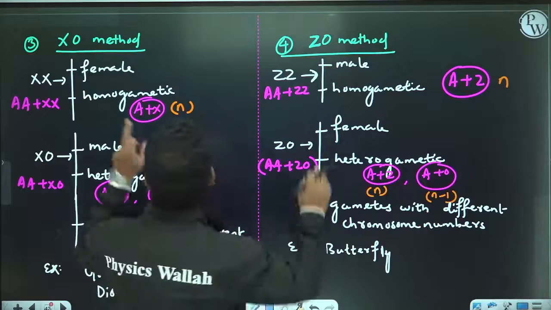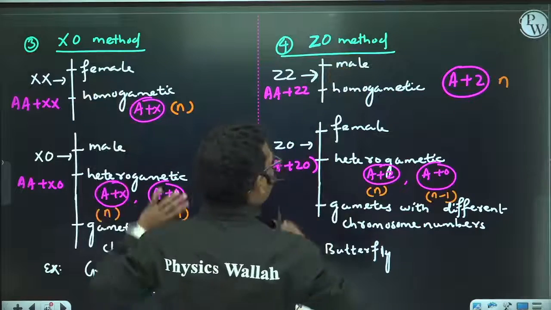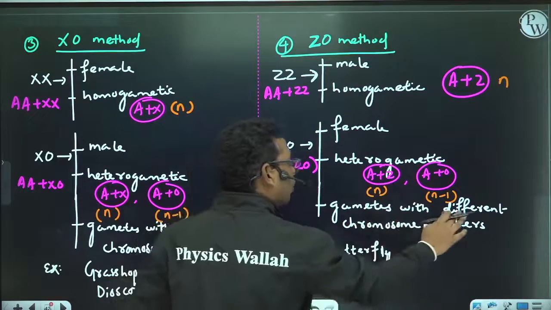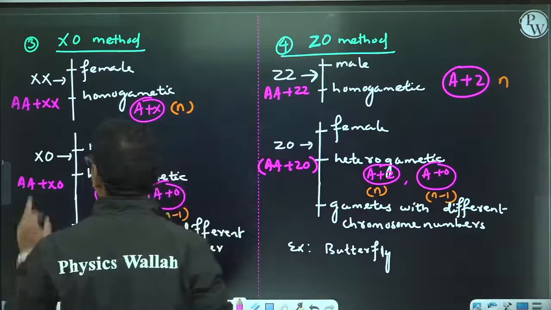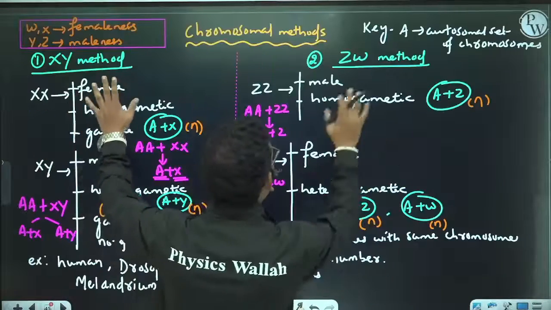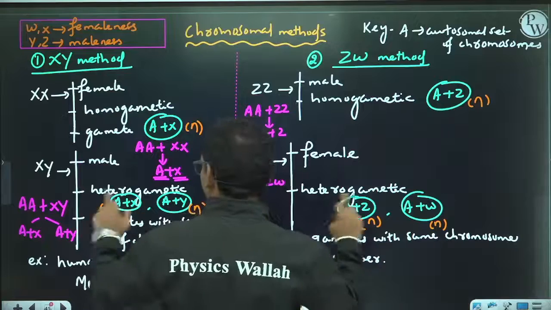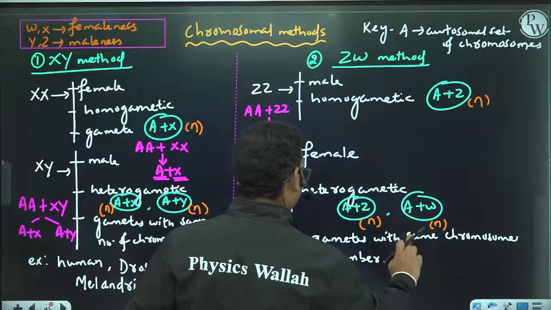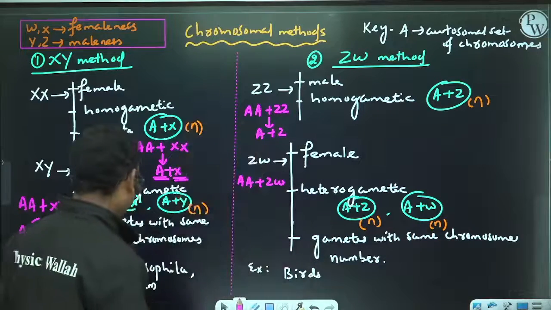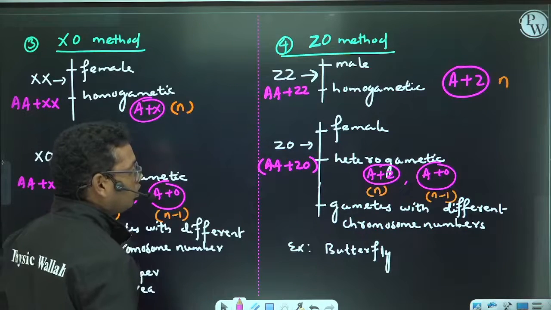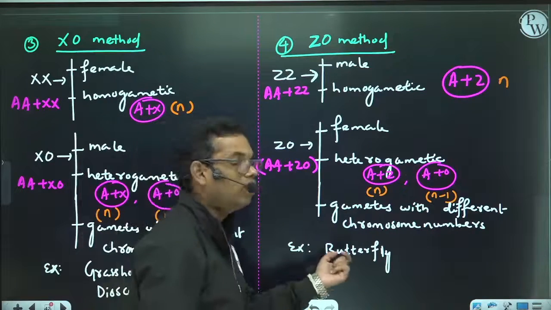So here also the number of chromosomes in this heterogametic condition is different. That means in XO and ZO method, in the heterogametic condition the chromosome number is different, but in XY and ZW method, in the heterogametic condition the number of chromosomes is same. And this ZO method is applicable in butterfly.